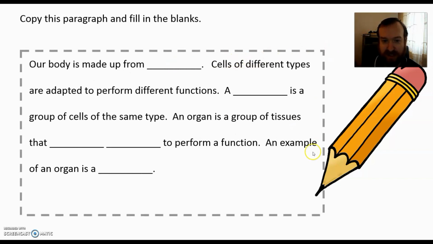Now, this week, your first proper task is to look at this little paragraph about organs, just to get into the swing of things, and you need to try and fill in the missing words. So our body is made up from somethings. Cells of a different type are adapted to perform different functions. A something is a group of cells of the same type. An organ is a group of tissues that something to perform a function. An example of an organ is a something. Now this last one you can have lots of different ideas.